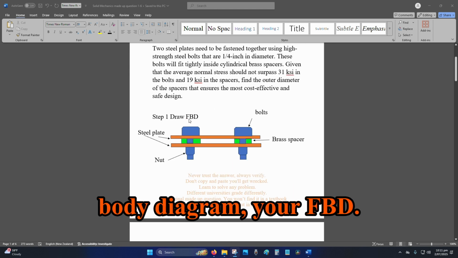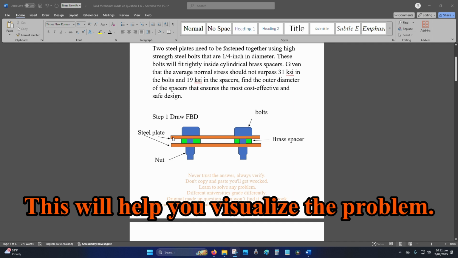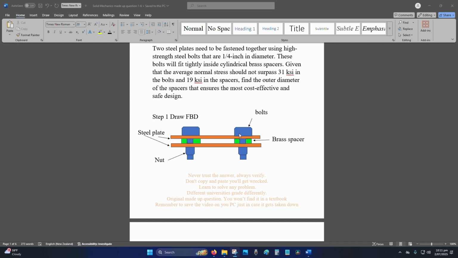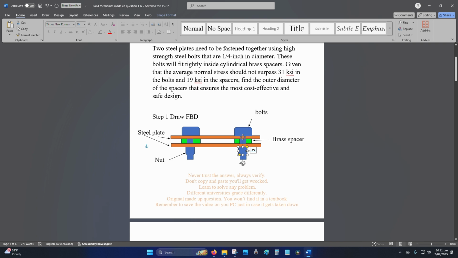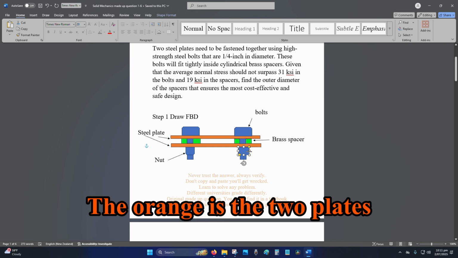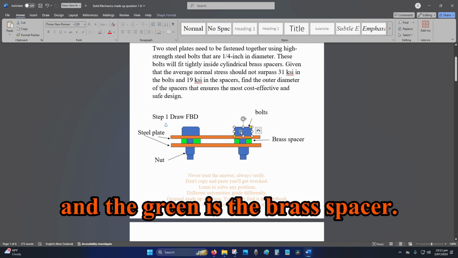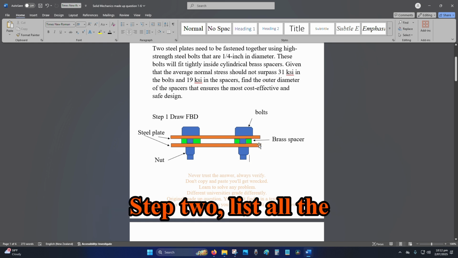Step 1, draw your free body diagram, your FBD. This will help you visualize the problem. The blue is the bolt and nut respectively. The orange is the two plates. And the green is the brass spacer.